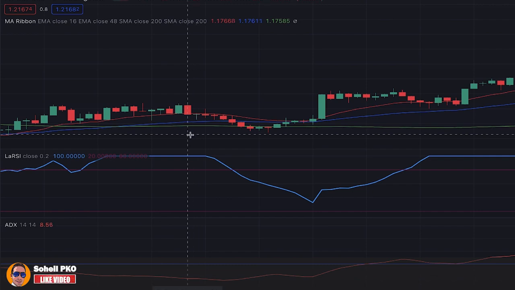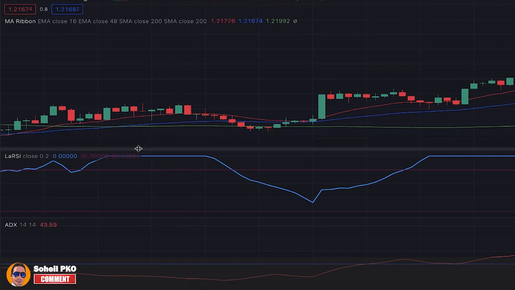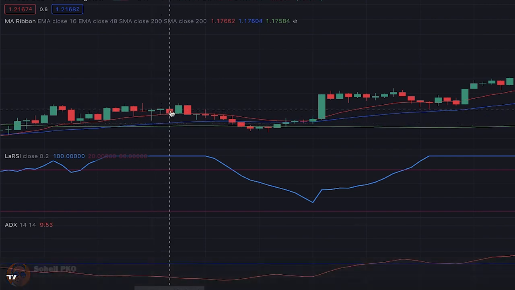Alright, let's begin with a long position setup. A long position signal forms when at any point the red moving average is above the blue moving average and both of them are above the green moving average, like what you see here, but another 2 conditions must also be met.